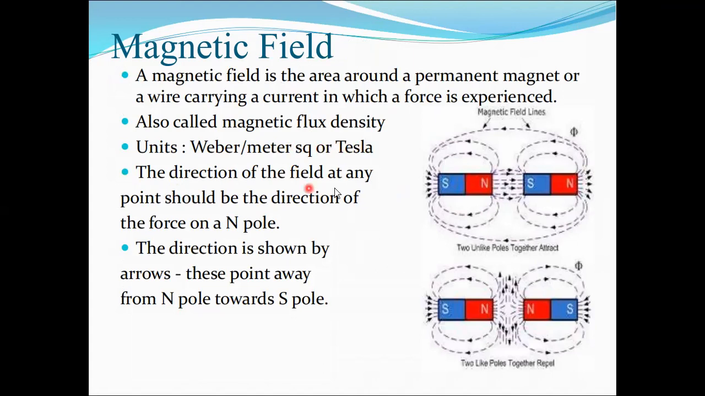The direction of the field at any point is the direction of the force on a north pole. You have to remember this. The direction is shown by the arrows here. Actually, this is an example of a graphical depiction of magnetic field lines. There are two pieces of magnets: north pole and south pole attract each other, but north pole and north pole repel each other. Okay.